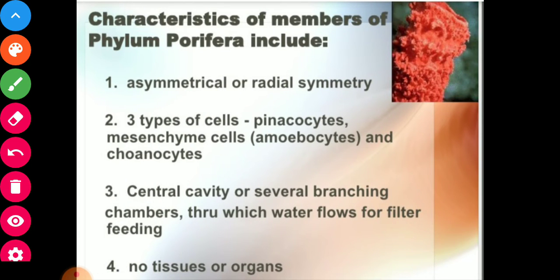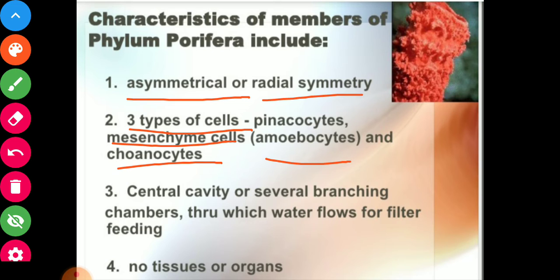Now the characteristics of members of phylum Porifera. They are asymmetrical or have radial symmetry. They have three types of cells: pinacocytes, mesenchyme cells, which are called amoebocytes, and choanocytes. The central cavity has chambers through which water flows, and they take food from the water current, and they don't have tissues or organs.